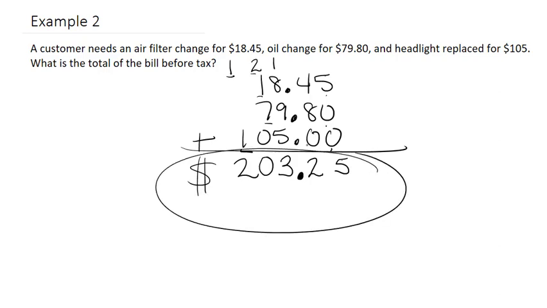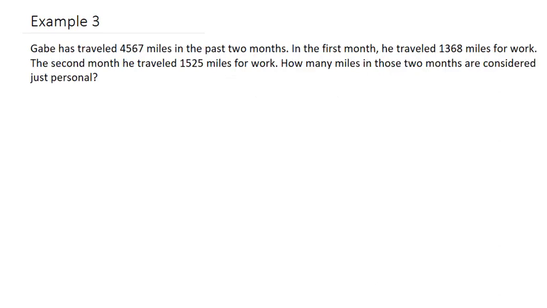And let's do another example. Gabe has traveled 4,567 miles in the past 2 months. In the first month, he traveled 1,368 miles for work. The second month, he traveled 1,525 miles for work. How many miles in those 2 months are considered just personal?